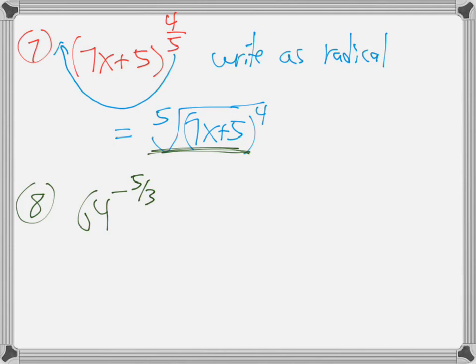What does a negative power do to a number, say 3? Exactly, it goes less. Instead of going bigger, it goes less.